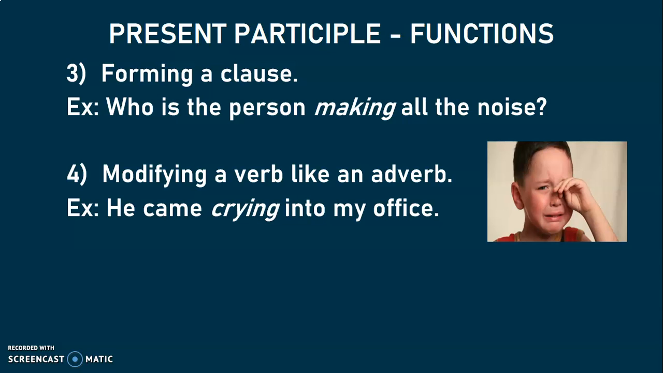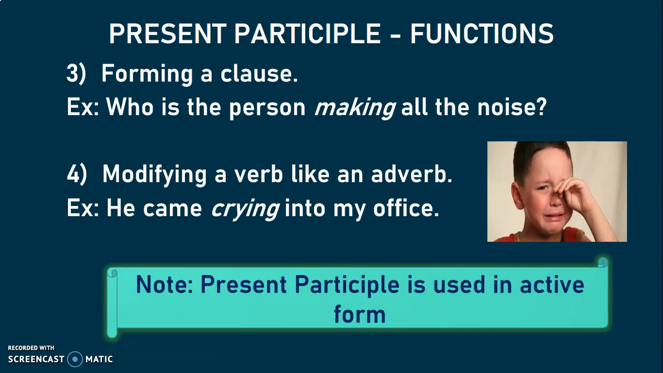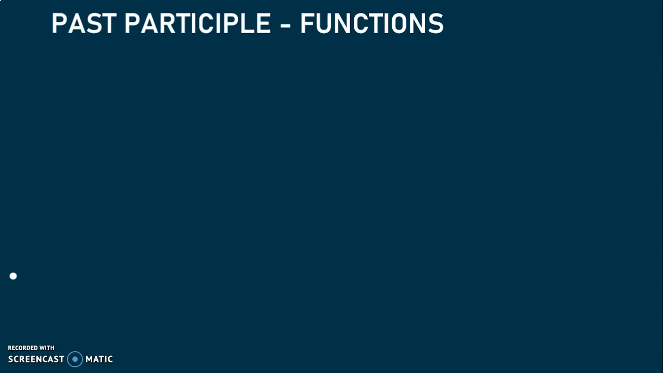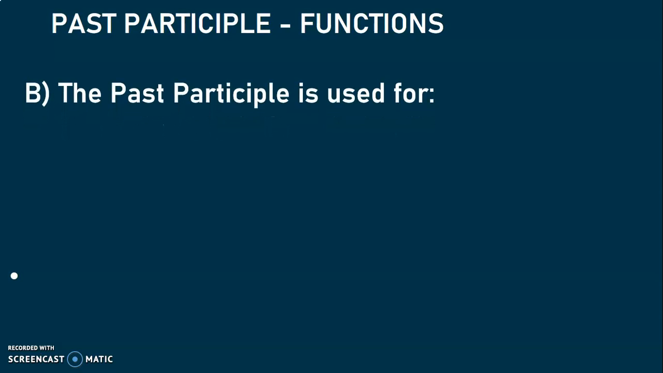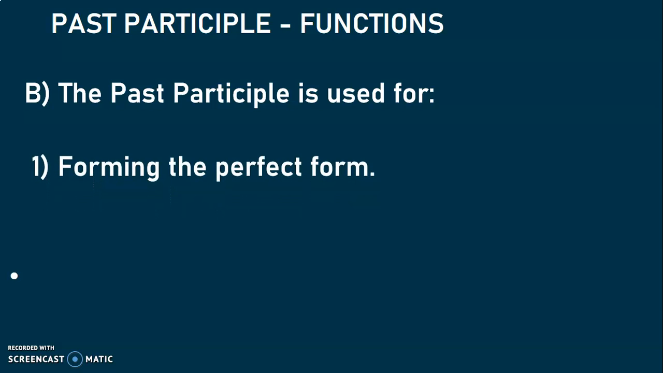Next we are seeing the functions of past participle. Before that, you should know that present participle will be used only in active voice. In passive voice, we never use present participle. Past participle function you can see. It has some functions. First one, for forming the perfect tense of any verb. For forming the perfect tense of any verb, past participle is used.